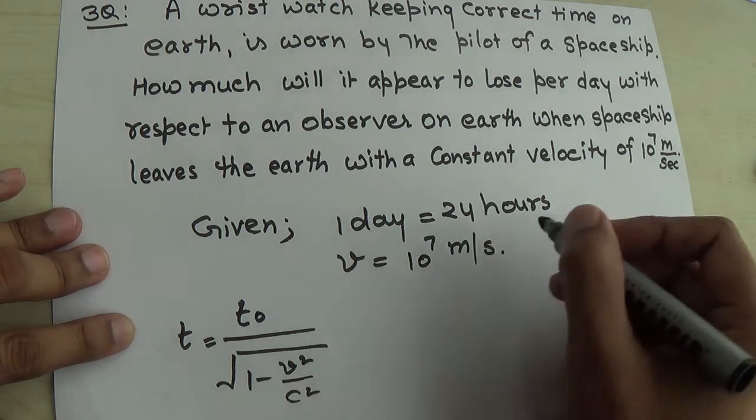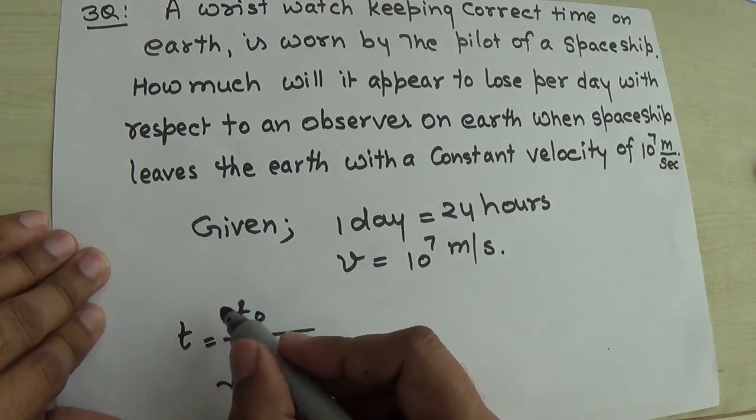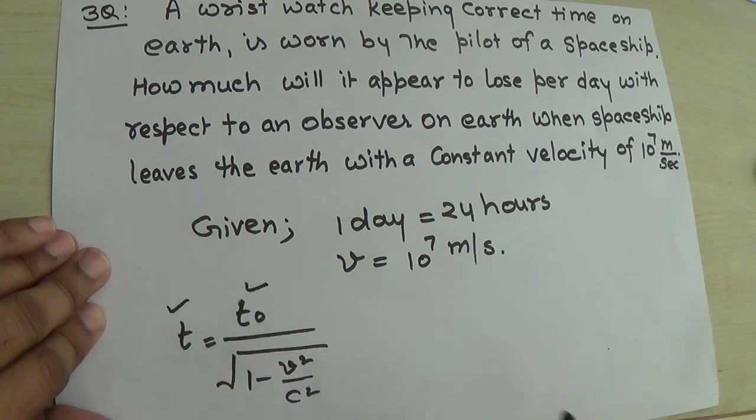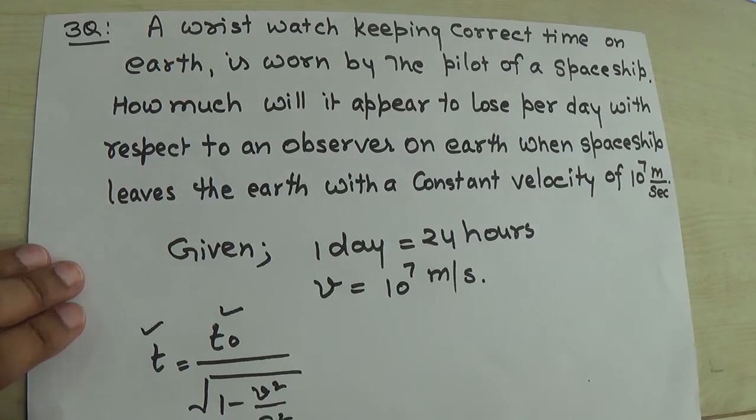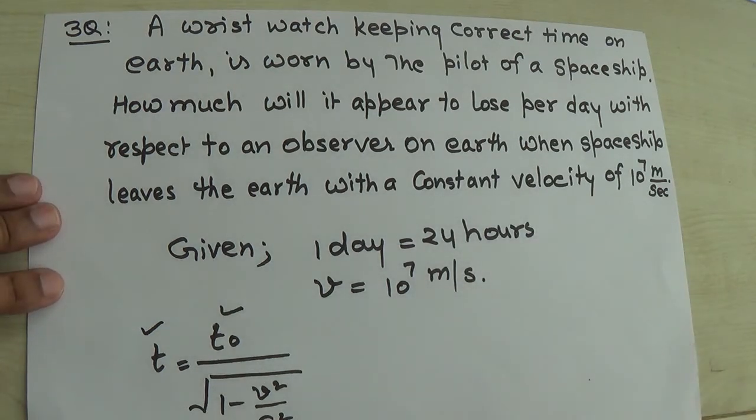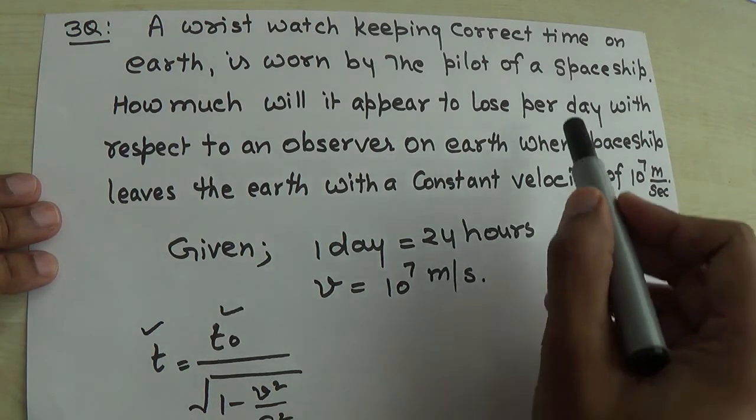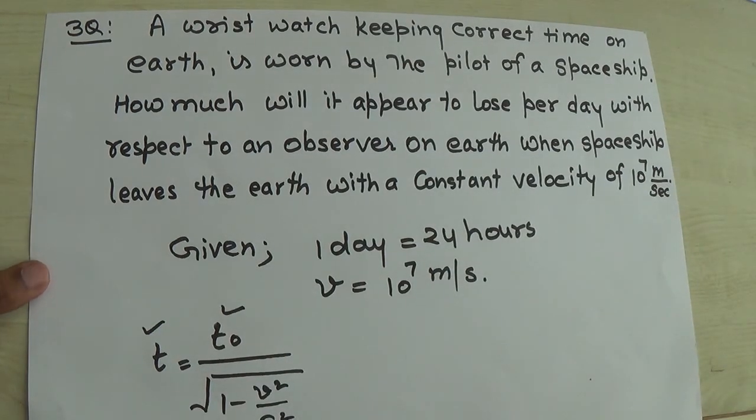So if this statement is clear, what is T and what is T naught in this numerical problem? There is no single thing to solve the particular question until we make clear what is T and what is T naught. Is this 1 day per day T or T naught? This is the point.